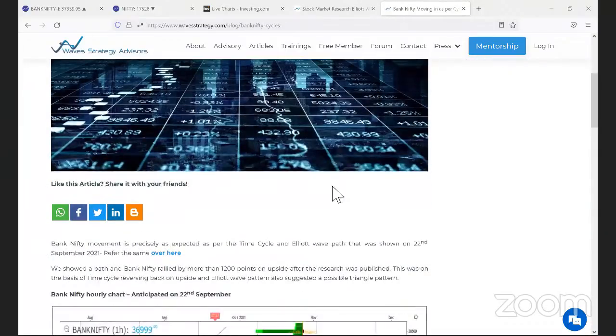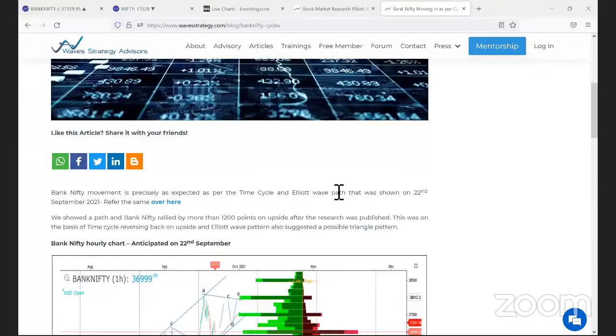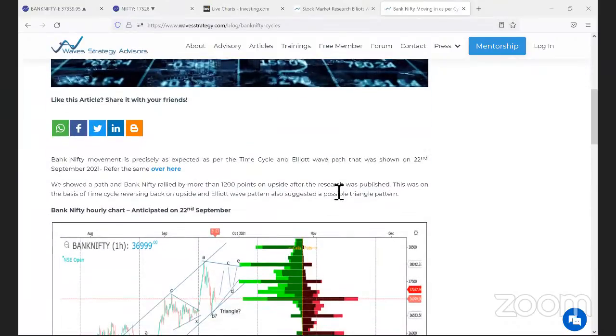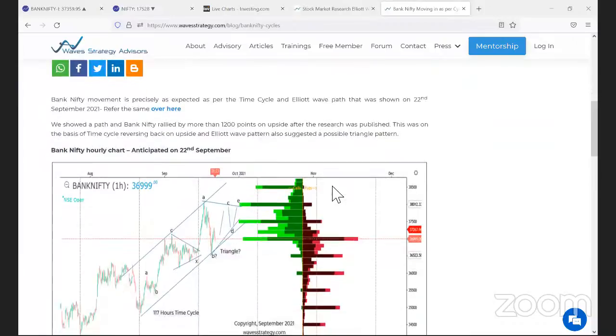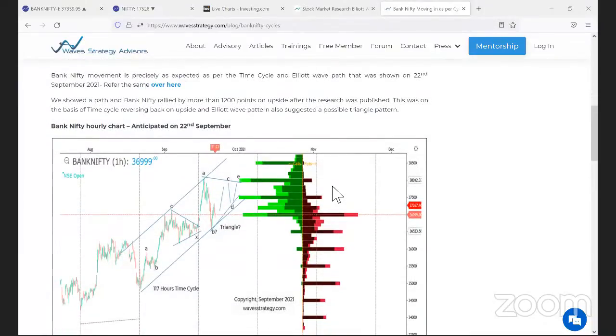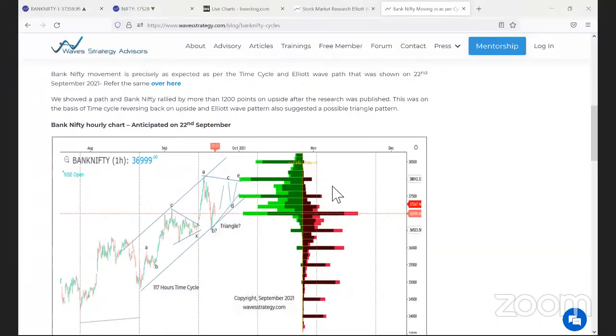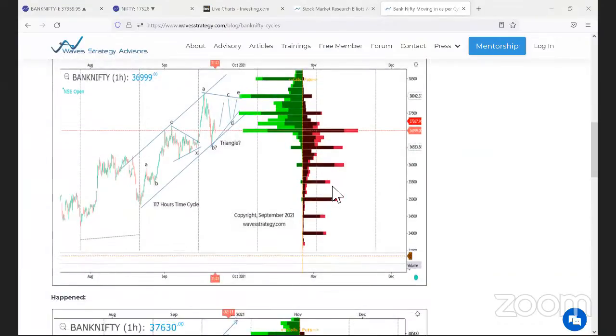We have been sending across emails. I'm not sure if you're not receiving them, please check your promo folder. बैंक निफ्टी को 22 सितंबर पे हमने प्रेडिक्ट किया था. When Bank Nifty was here, it will go up, it went up here, it will come down, it did come down, it will go up, stop somewhere below 38,000, and then the reversal should happen, and we are right now here.